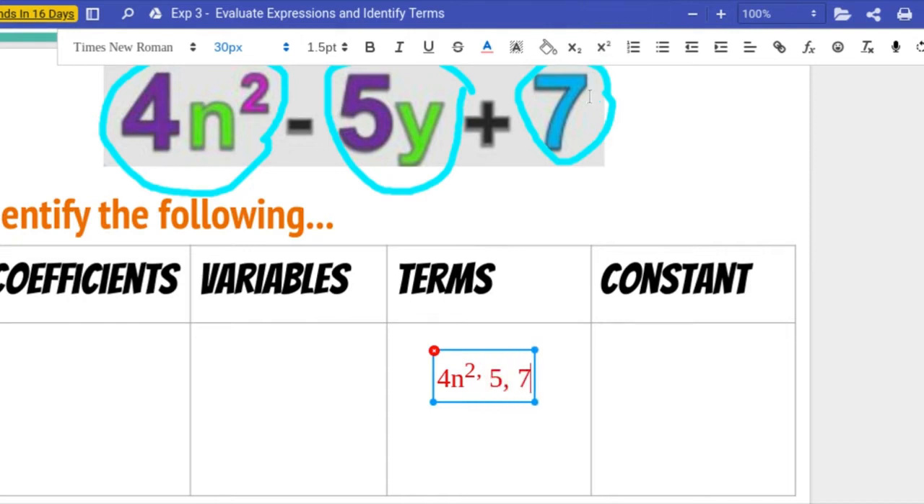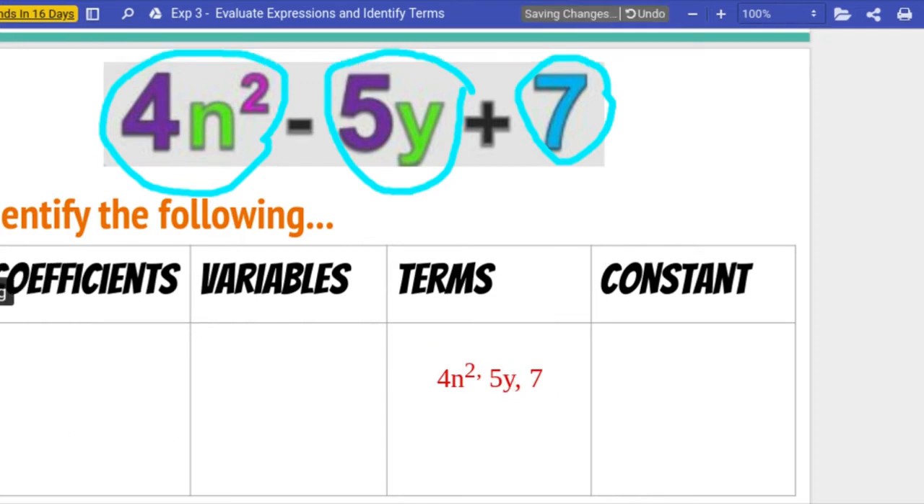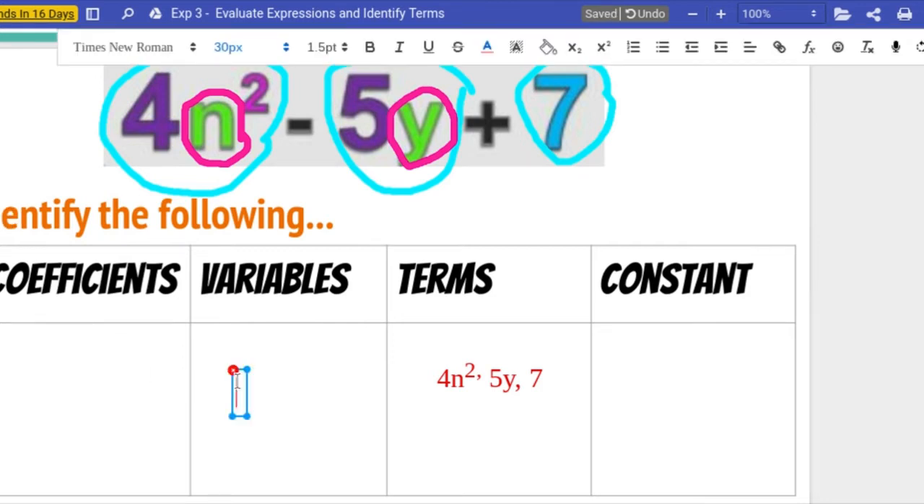There we go. Oh, 5y. Okay, next I'm going to identify my variables. Those are my letters that stand for numbers that I can put any number in. So I have a variable right there. N is a variable and y is a variable. So I'm going to put those in my variable column.